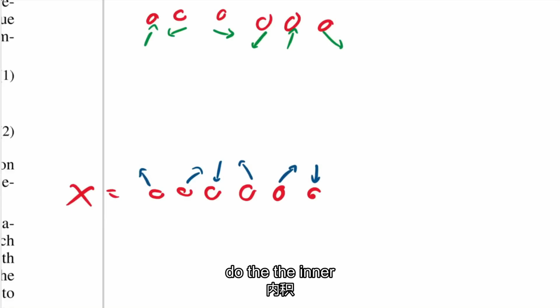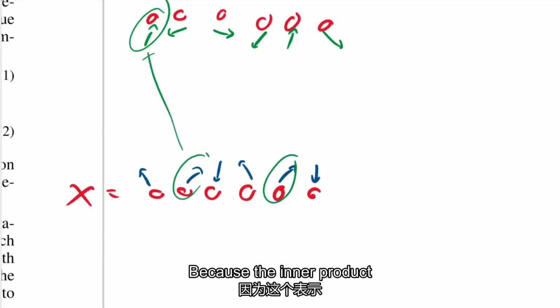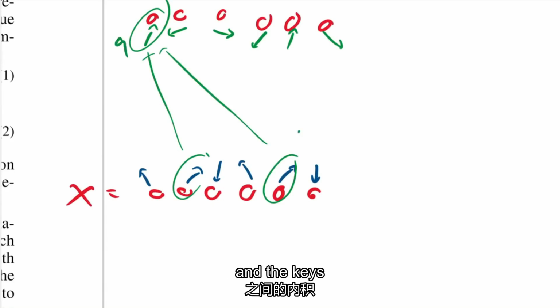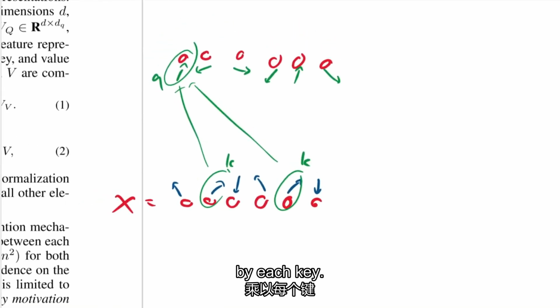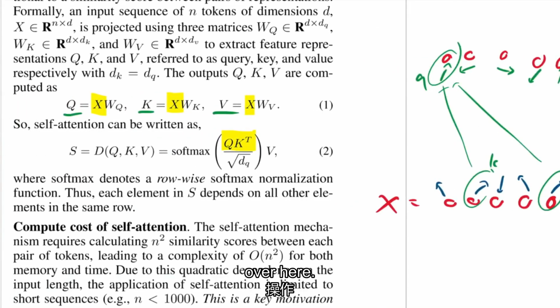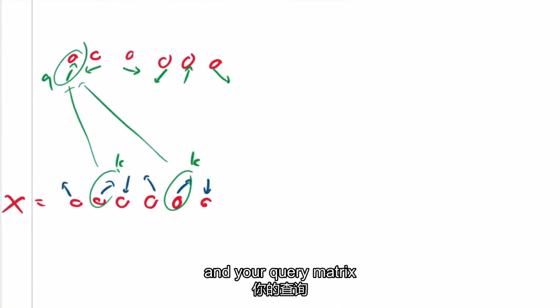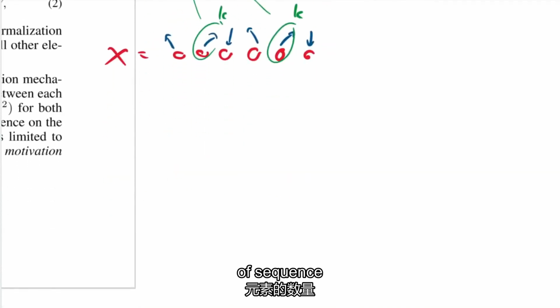So, and then you do the inner product, you multiply each query by each key, and you can see already like this element here is probably going to receive information from this and from this, because the inner product is very high between the query that this expresses and the keys that these express, and so on. So you can see that you need to multiply each query by each key. That's exactly this operation over here, query times keys, and that gives you a quadratic complexity in time and memory, basically. So you have usually your query matrix, and your query matrix is number of sequence elements.